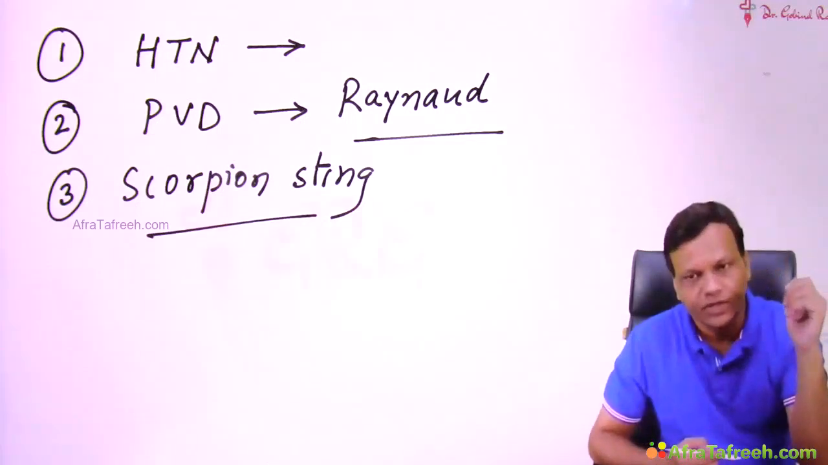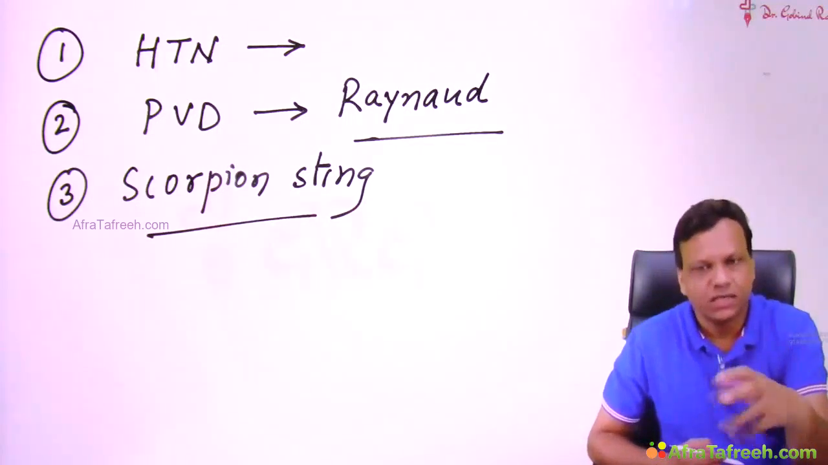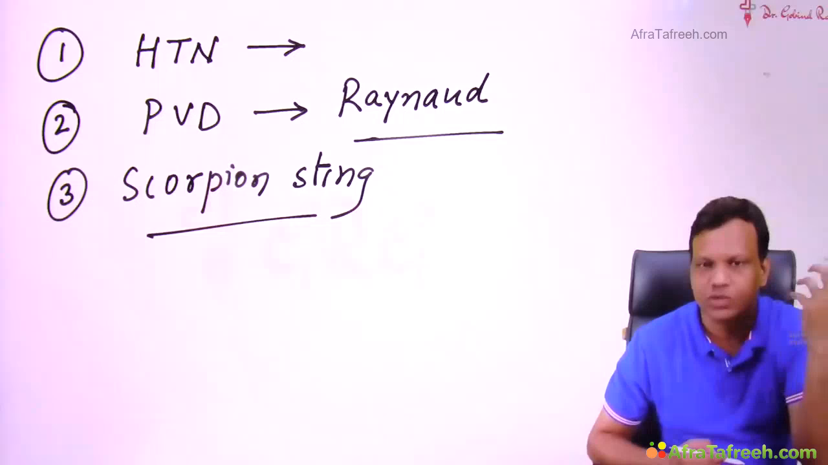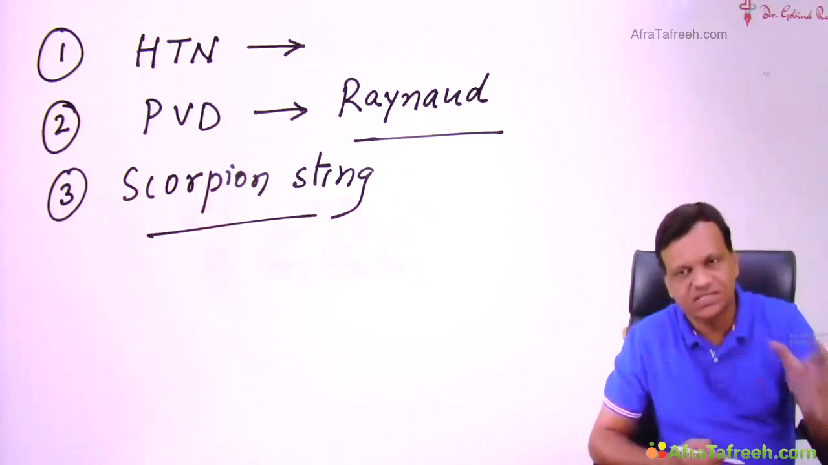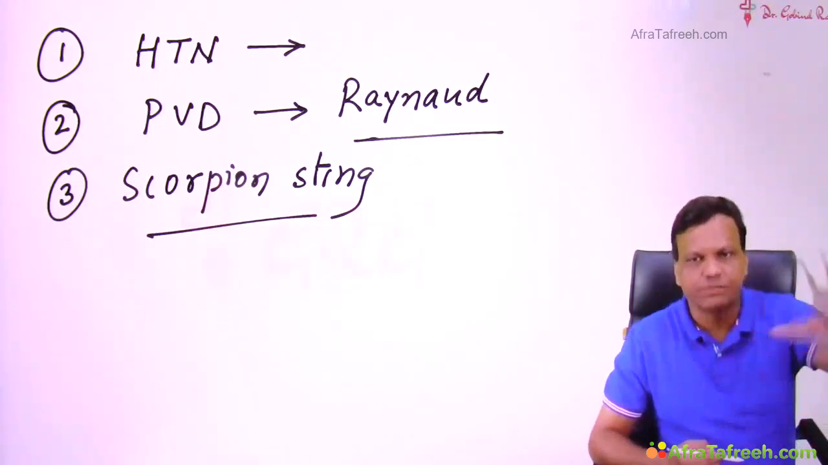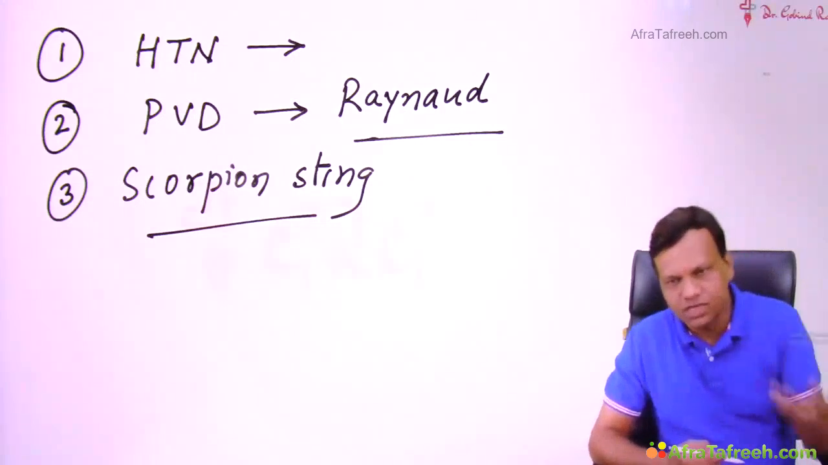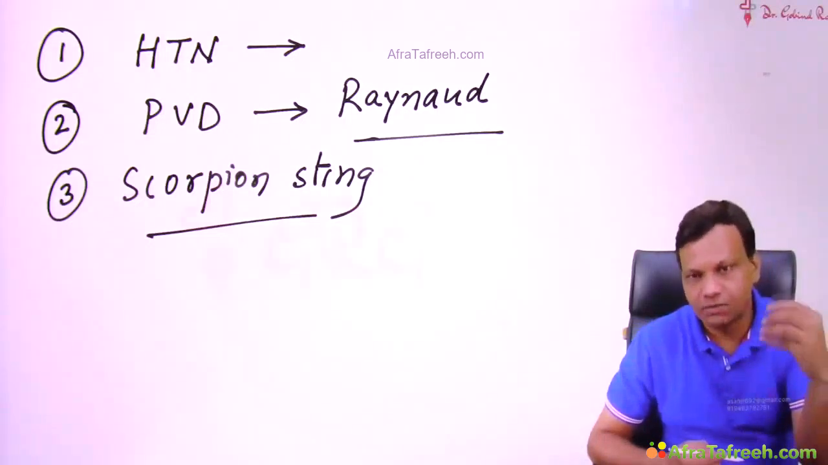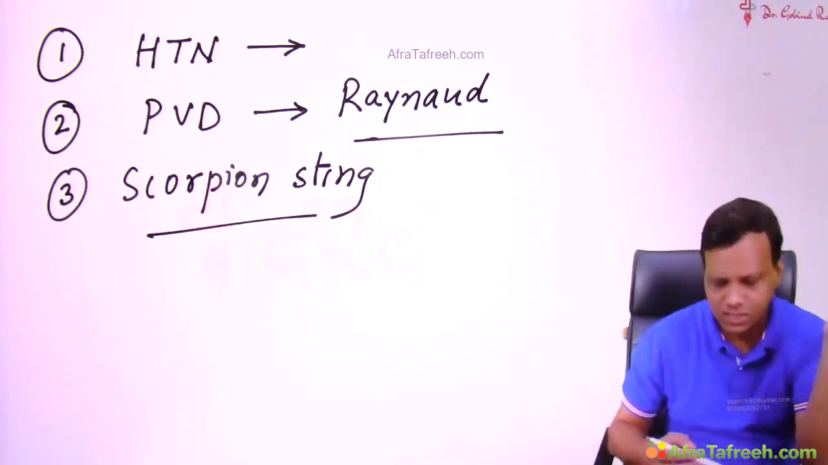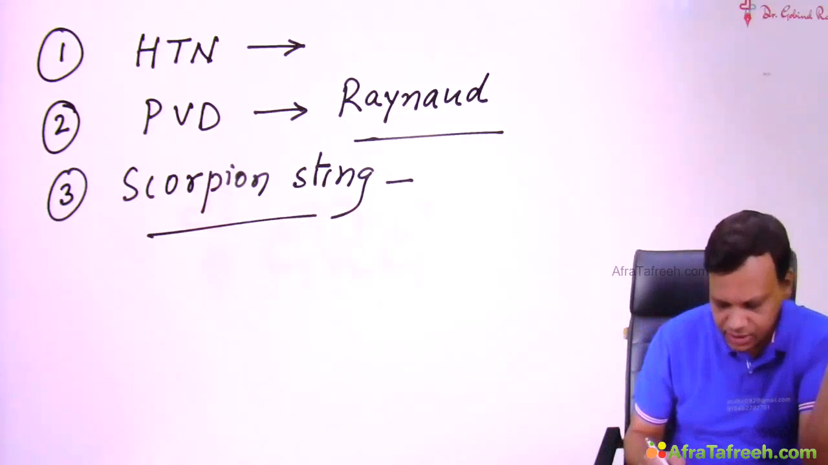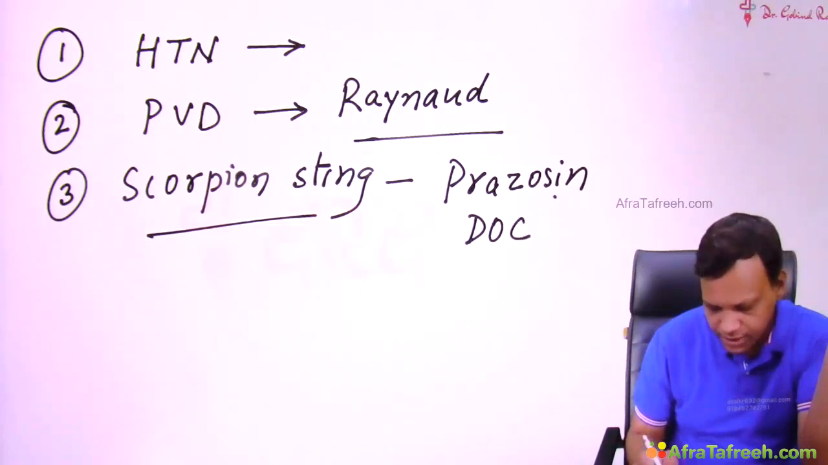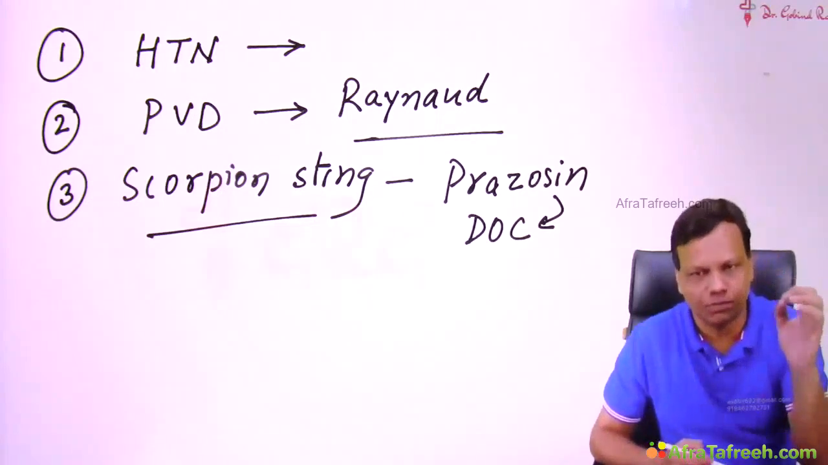Scorpion sting. When the scorpion bites, the venom of the scorpion sting is a powerful alpha 1 agonist. So it goes to different places, stimulates alpha 1, and causes widespread vasoconstriction. The person may develop pulmonary edema and many problems. All of these can be reversed by alpha blockers. In fact, prazosin-like drugs are the drug of choice for scorpion sting.